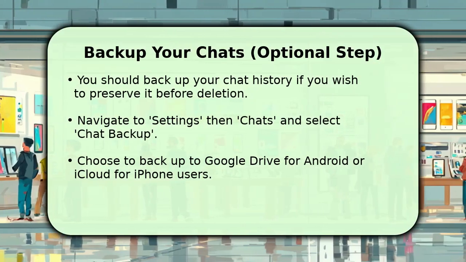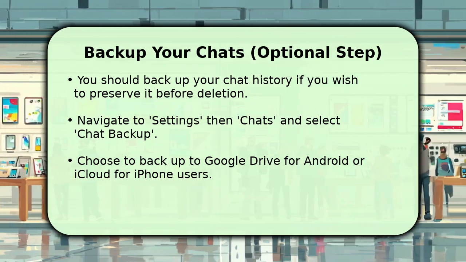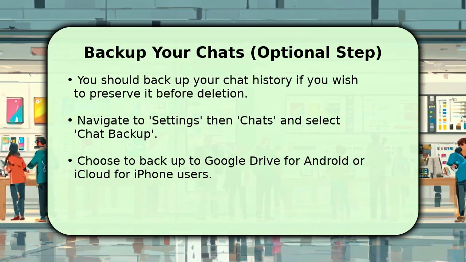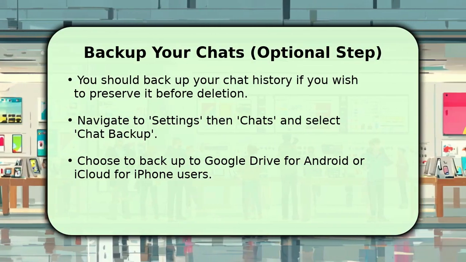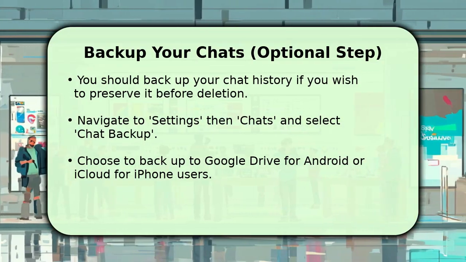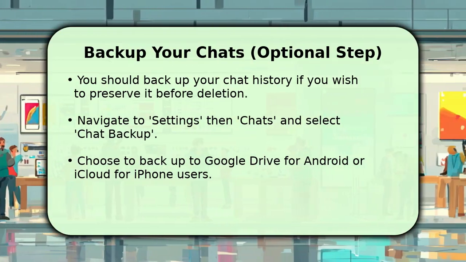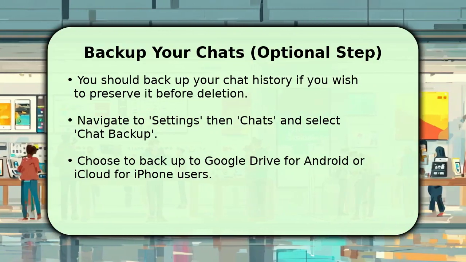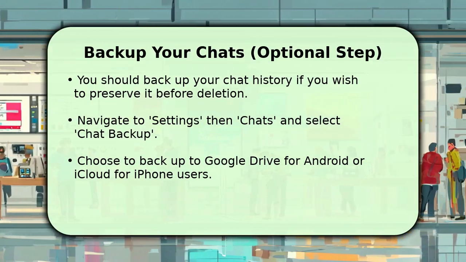Before you proceed, consider backing up your chat history. This is an optional but highly recommended step. Go to your WhatsApp settings, tap on Chats, then select Chat Backup. Here, you can choose to back up your data to Google Drive if you use an Android device or iCloud for iPhone users. Make sure your most recent backup is complete and successful. This is your last opportunity to save any important conversations.